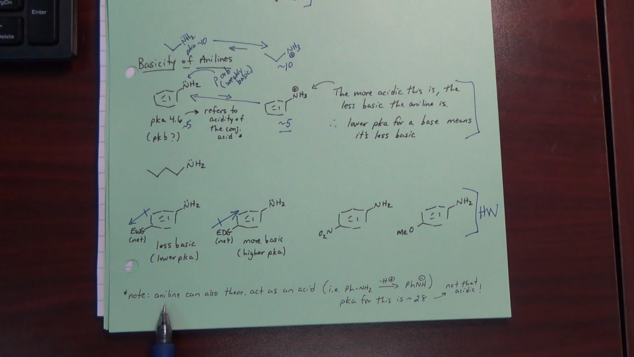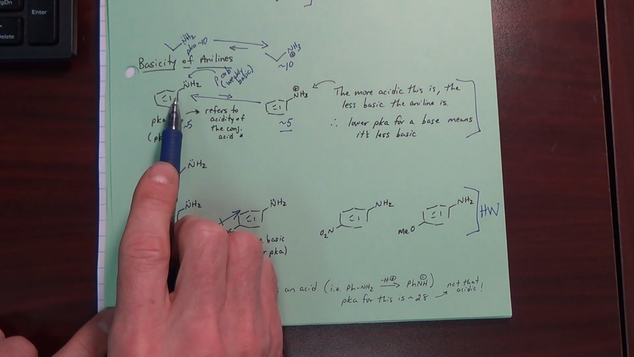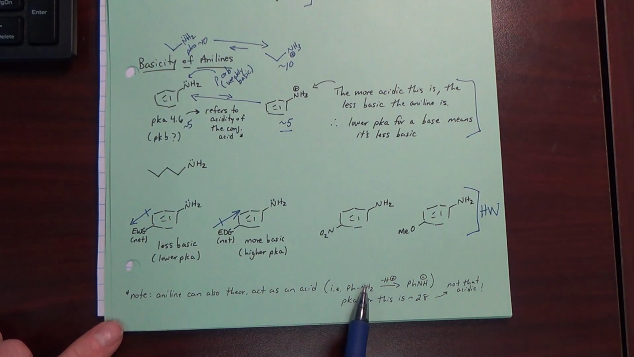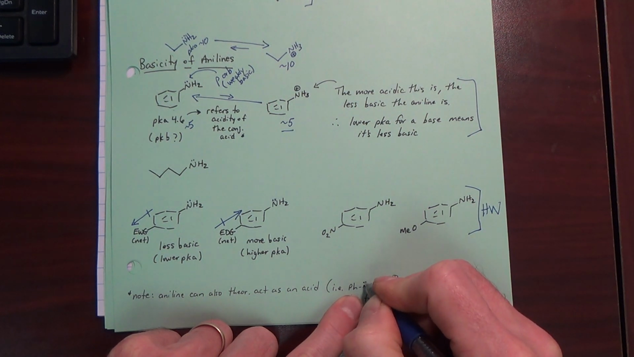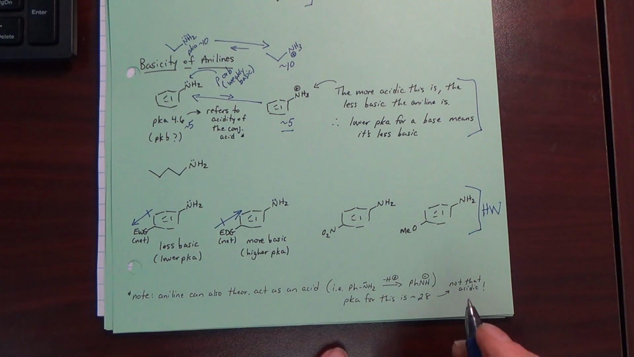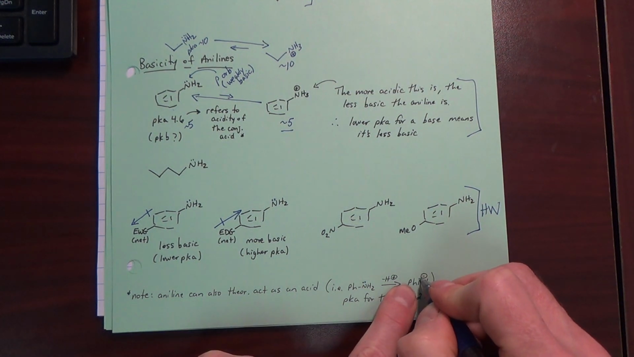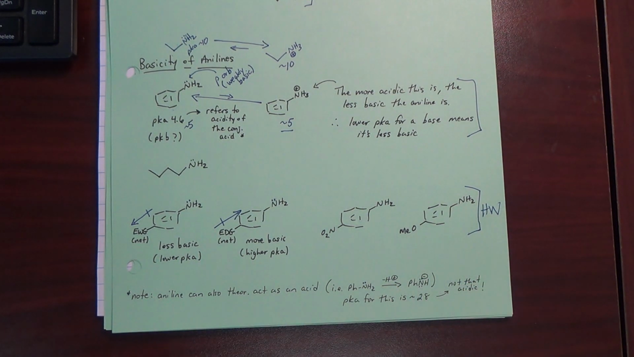Now, we can note that aniline can also theoretically act as an acid. That is, instead of taking on an H, like we did up here, it can actually donate an H, although I hate that terminology. It can let some base take an H, and that would generate a nitrogen anion. Now that equilibrium has a pKa of about 28. Again, check your pKa table. And 28 is not that acidic.